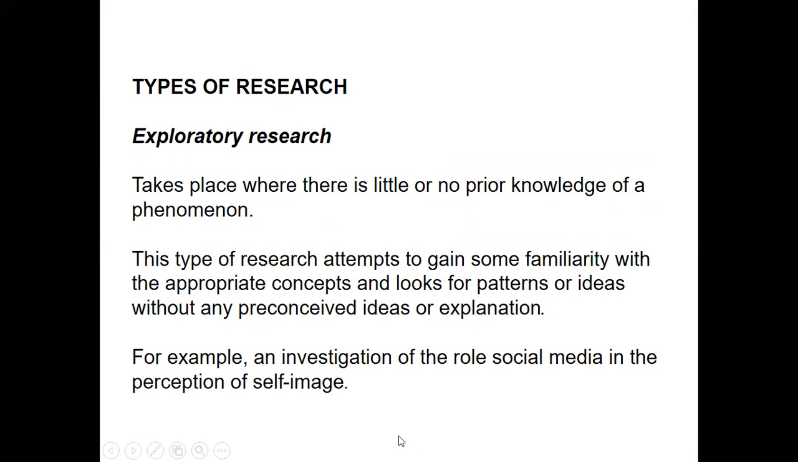For example, an investigation of the role of social media in the perception of self image. So, if someone is trying to investigate the role of social media in forming self image, that is an example of exploratory research in which some questionnaires can be used, and the role of social media in forming self image can be found out.